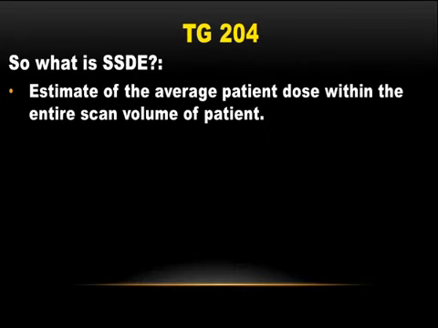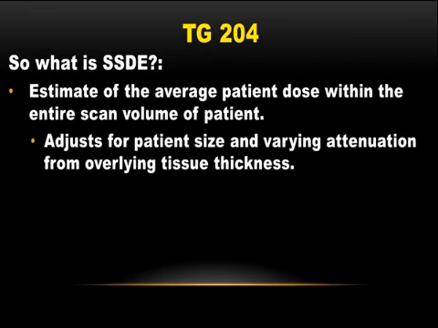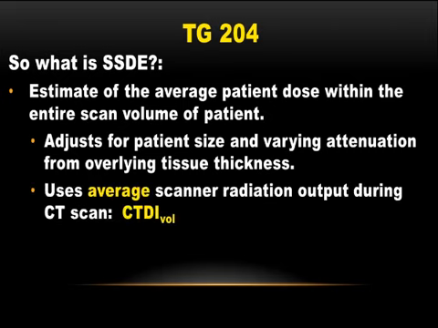Okay? So what is it? Well, it's simply an estimate of patient dose within the entire scan volume of the patient. It adjusts for patient size and varying attenuation from overlying tissue thicknesses. But we must keep in mind that it uses one single average CTDI value as a basis for starting the calculation. And Mike Gray showed you this morning that if we use automatic exposure control, our tube current varies dramatically, and as a result of that, we have one single CTDI vol average number at the end of the scan.